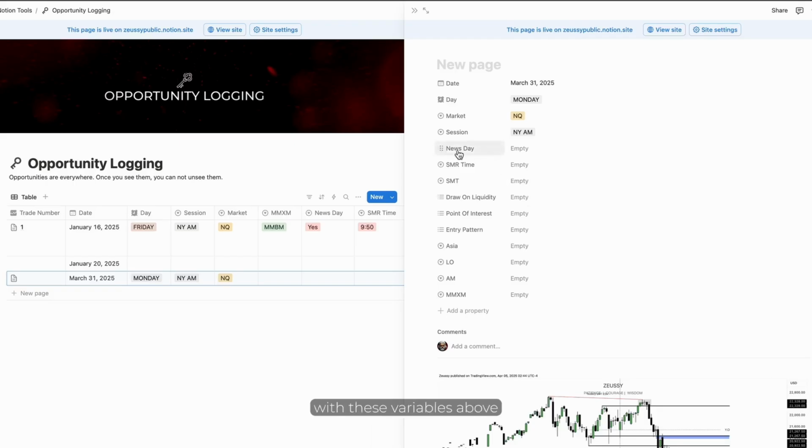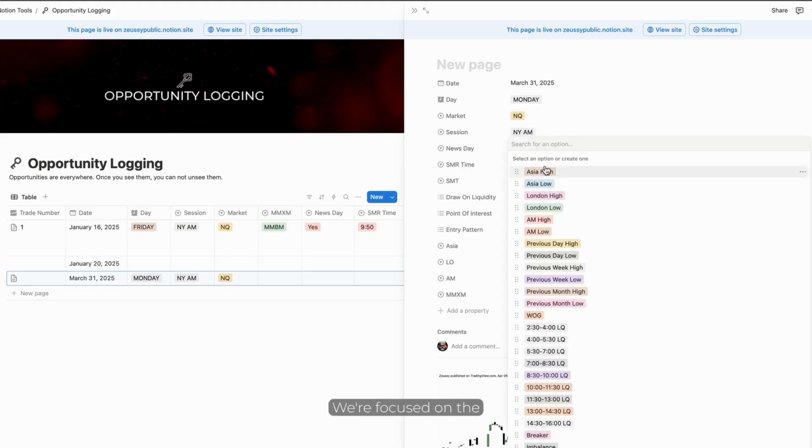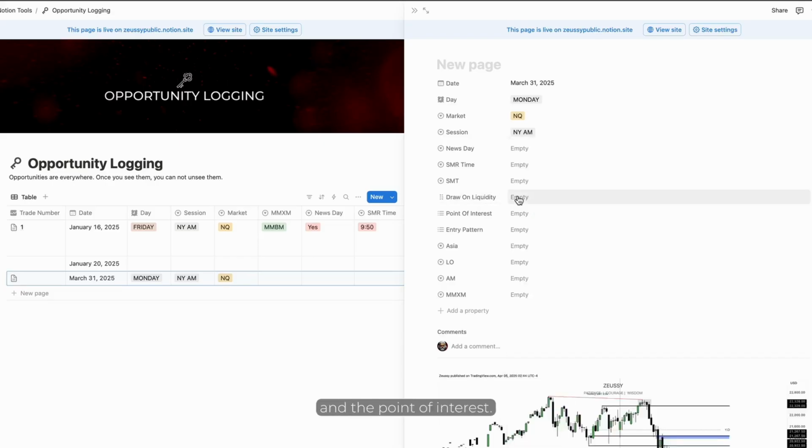If you are familiar with these variables above and you have already studied the 2024 model series, then I suggest you just go into the lower time frames and investigate them. But for now, we're focused on the following. We're focused on the draw on liquidity and the point of interest.